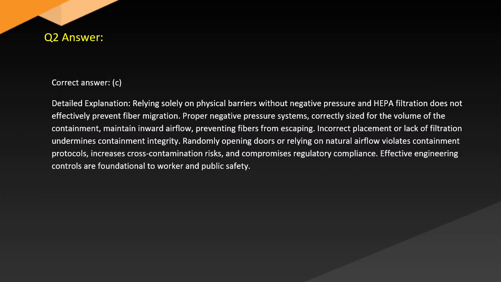Answer. Correct answer: C. Detailed explanation. Relying solely on physical barriers without negative pressure and HEPA filtration does not effectively prevent fiber migration. Proper negative pressure systems, correctly sized for the volume of the containment, maintain inward airflow, preventing fibers from escaping. Incorrect placement or lack of filtration undermines containment integrity.